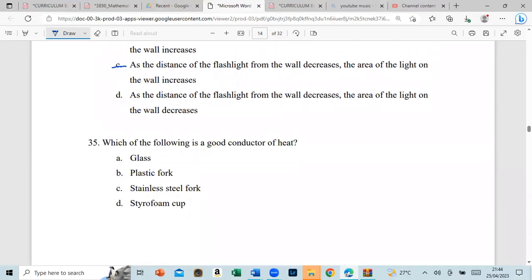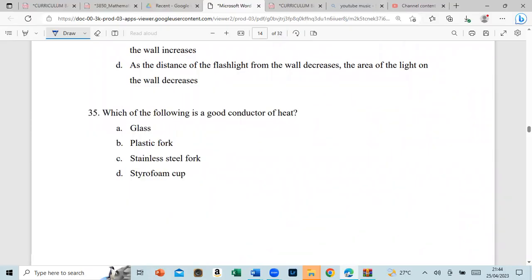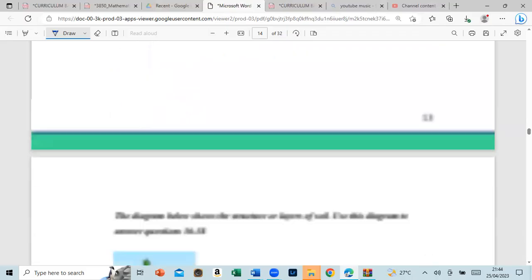Which of the following is a good conductor of heat? A, glass, B, plastic fork, C, stainless steel fork, or D, styrofoam? And a good conductor of heat would be the stainless steel fork. All right, let's move on to 36.